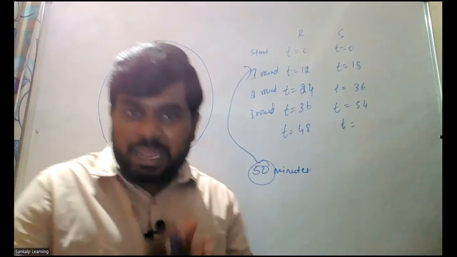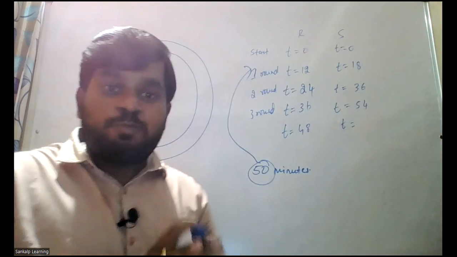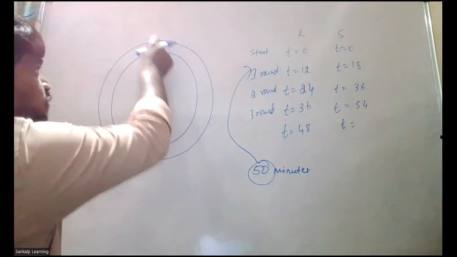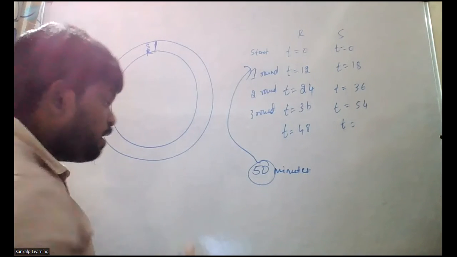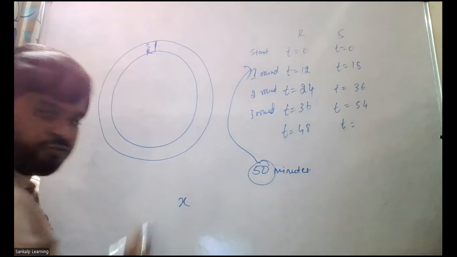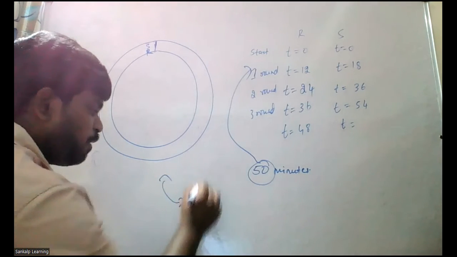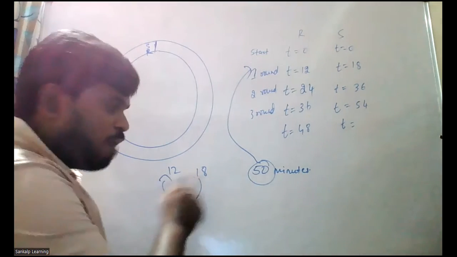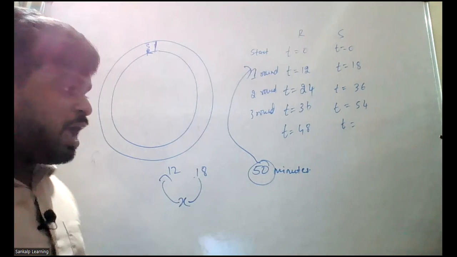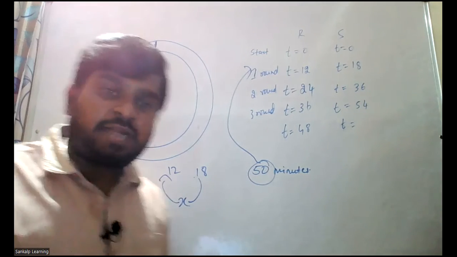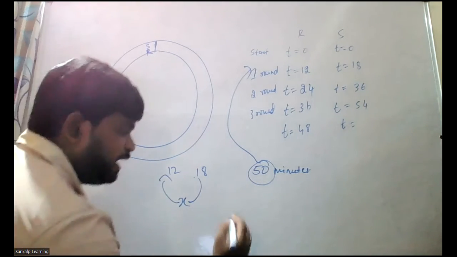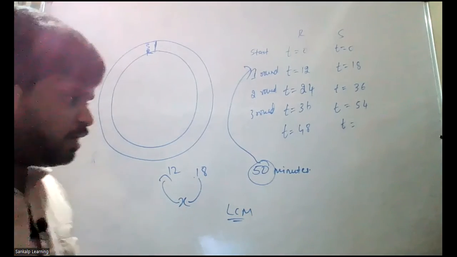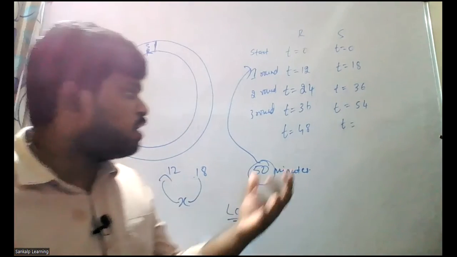So the time that we are trying to find should be a multiple. Since both have to meet at the starting point, the time that I'm trying to find should be a multiple of 12 as well as 18. It should be common for them. And the question is, what is the least time that they're going to take? So I have to find the least common multiple.